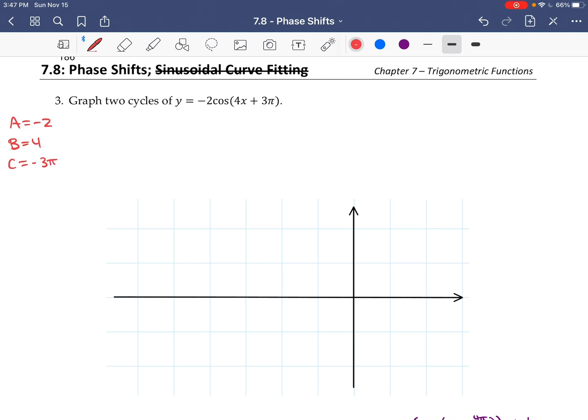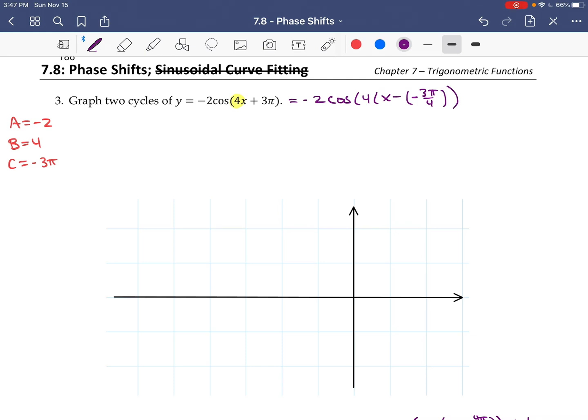If you want to rewrite it, this would be negative 2 cos of 4 times, so I pull out that 4, that's my b value. I pull that out, and then it's x, and I'm going to write it as minus minus 3 pi over 4.